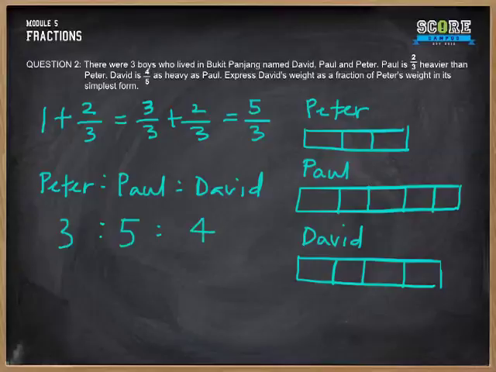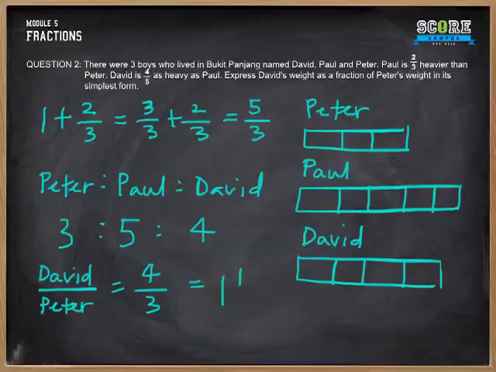Now, what's the question? Express David's weight as a fraction of Peter's weight. So it's going to be David over Peter. David over Peter equals, look at the ratio, David is 4, Peter is 3, so 4 over 3, which is the correct answer. The simplest form could be a mixed fraction. Simplify and you get 1 and 1/3, and that is your final answer. Well done. Let's move on.